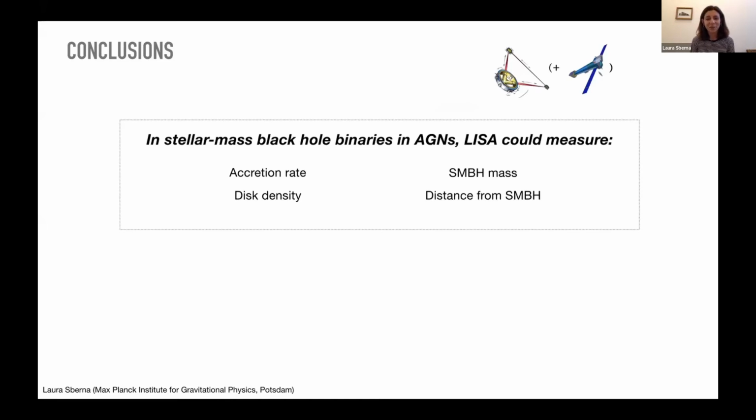So, just to summarize, I showed you with some very detailed full parameter estimation studies that stellar mass black hole binaries in AGN, if detected by LISA, could help us measure some interesting environmental and astrophysical properties of these binaries, such as their accretion rate, or the local disk density, or the supermassive black hole mass and the distance from this supermassive black hole.